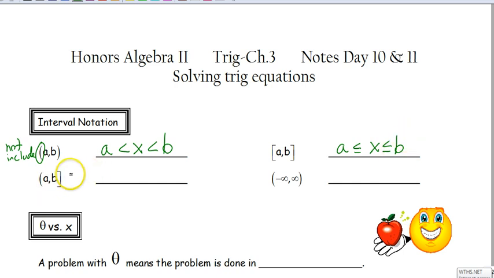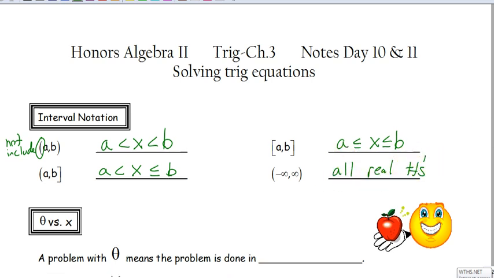If you see something like this, that means that we do not want to include a, but we do want to include b. And negative infinity to positive infinity are always used with parentheses. You never do brackets with those because it's not a number. You can't include an infinity symbol. But basically to go from negative infinity to positive infinity, that means we're dealing with all real numbers.